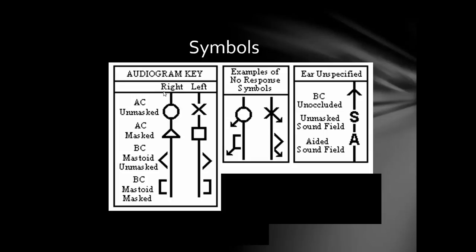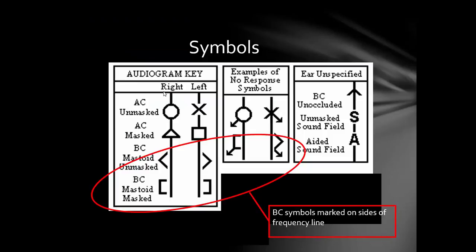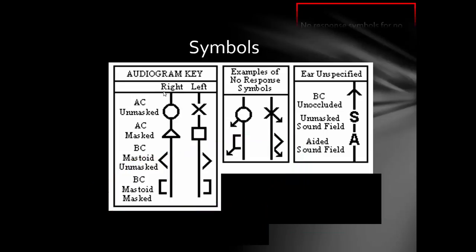So let's talk briefly about symbols. Air conduction symbols are here. They are marked right in the middle of the frequency line that's running from top to bottom of the audiogram. The bone conduction symbols are marked either to the left or right of the line. Now, I know it's confusing, but the symbols for the right bone conduction threshold are placed to the left of the line, and the symbols for the left bone conduction are placed to the right side of the line. And it's actually easier, I'll show you in a minute, if you picture it as being on someone's head and being their ear. I'll show you that in a minute.